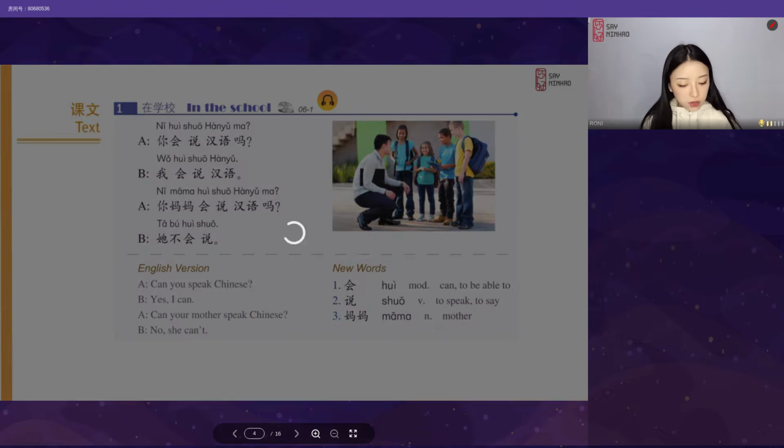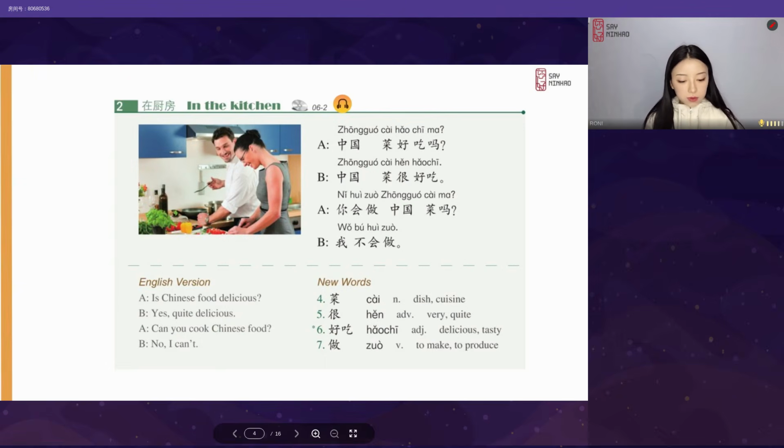Now let's move on to text 2. Okay, we can see there are 4 new words. First one is 菜. We've seen it in the warm-up part, which means dishes and cuisine. So, 菜. Read after me. 菜. The initial is c and the final is ai. The tone is fourth tone.